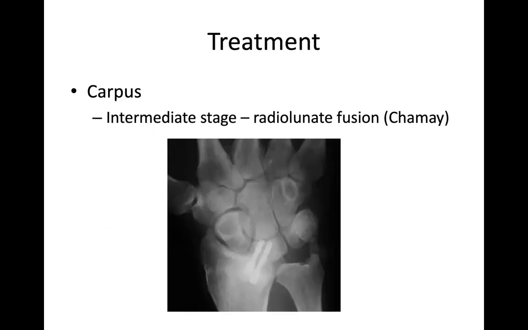So occasionally, if you see them in the intermediate stage, when the carpus is subluxing or ulnar translocating, and you identify this as happening, then you can do a Chamay fusion, which is an isolated radiolunate fusion, and that can arrest the carpal subluxation. But it is very rare that you actually get them at this stage and can identify it. So it's really not something that's going to happen very often.